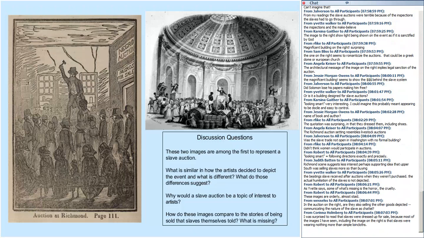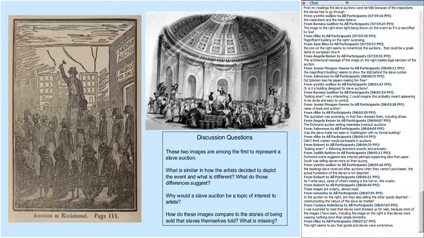There's a question about the image on the right, selling other goods. Yes, we know that it was quite often in this hotel in New Orleans that one auction would sell slaves, the next one would sell artworks, the next one would sell wine. It was just a large commodity auction.